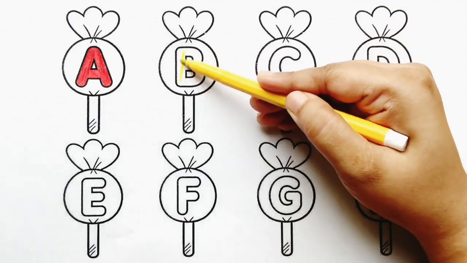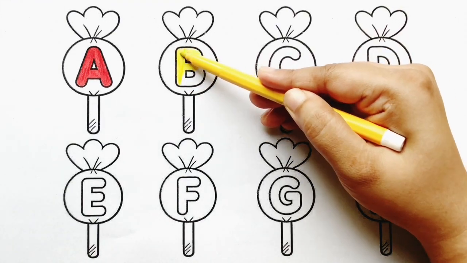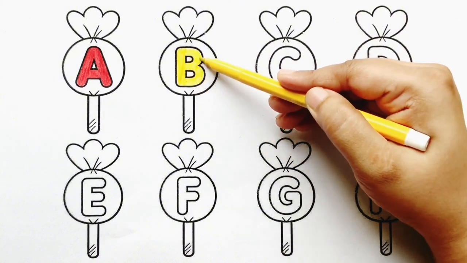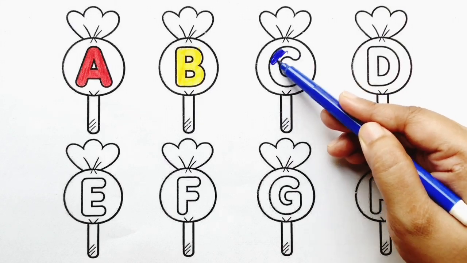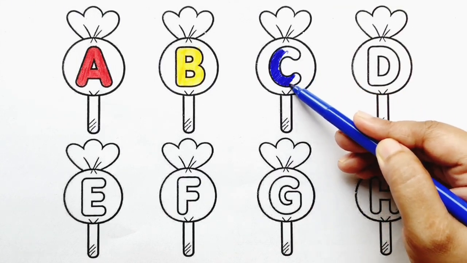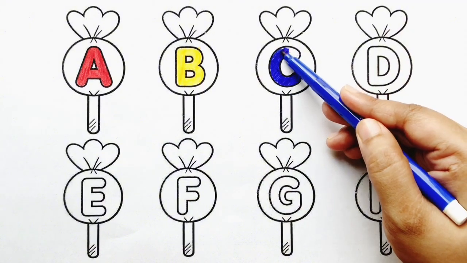I color. Next color is yellow. Capital letter B, B for broccoli and B for butterfly. Next letter is C. I color blue color. C for cherry and C for cow.